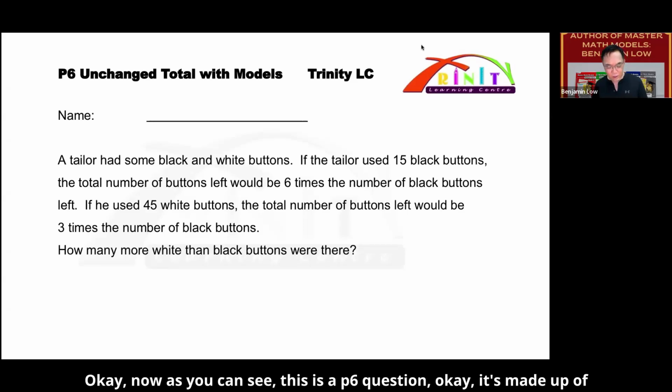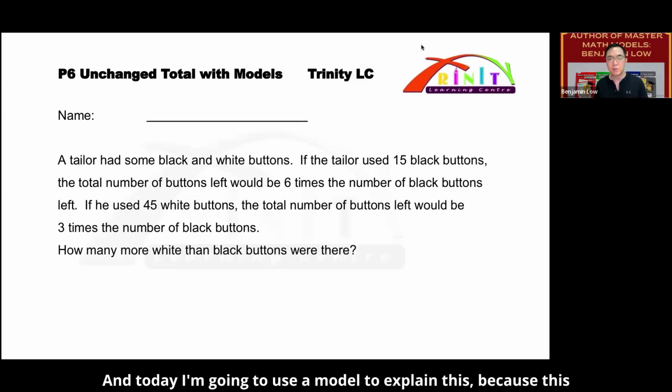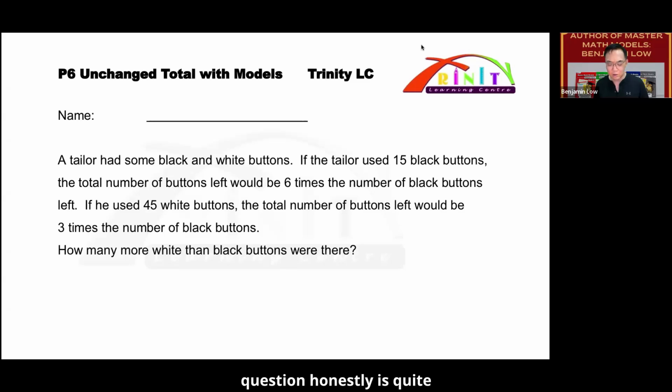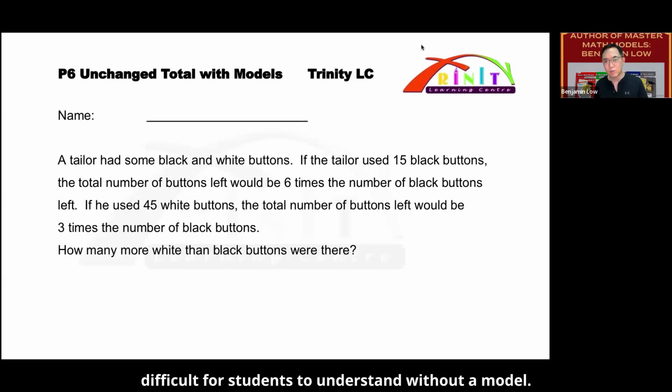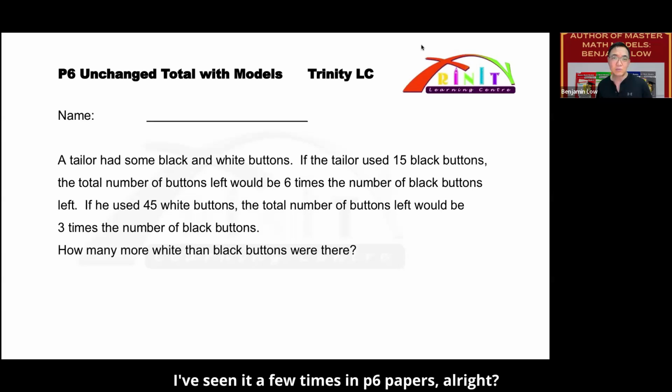Okay, now as you can see, this is a P6 question. It's made up of the concept of unchanged total. And today I'm going to use a model to explain this because this question, honestly, is quite difficult for students to understand without a model. And you should always draw a model with this one. Most of the time, this question appears in P6. Very rarely, I don't recall seeing this in P5 because it's rather difficult. So I would consider this a challenging question and an important question to learn because I've seen it a few times in P6 papers. All right, so let's begin.